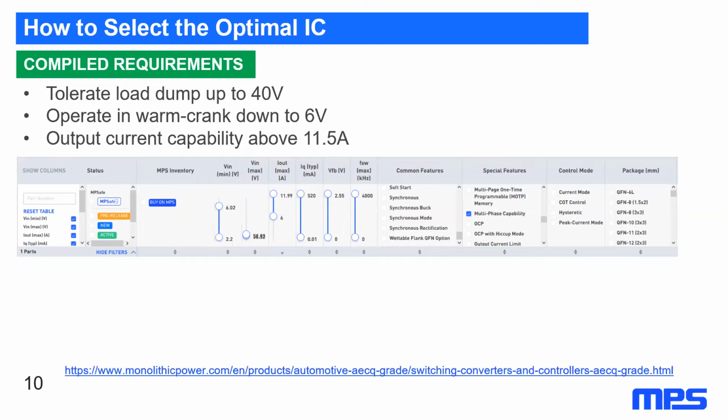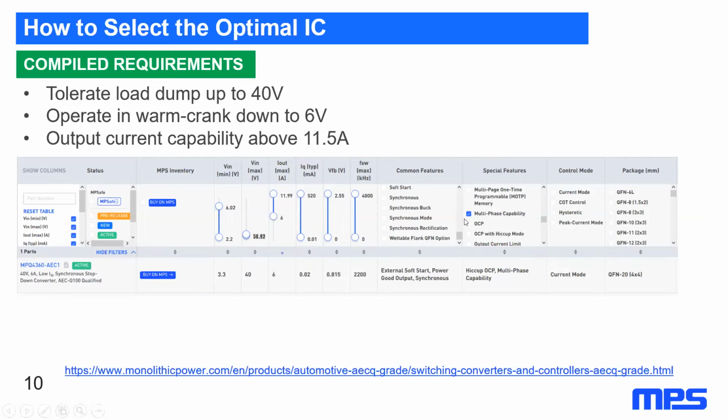And we know that we need an output current capability of above 11.5 amps. If we filter here, the highest that it allows us is 11.99 amps, but no results appear. So maybe what we can do is lower the current that we can use and enable the next step, which is a multi-phase capability. If we don't have any converter that can deliver 12 amps by itself, maybe we can parallel 2 of them.